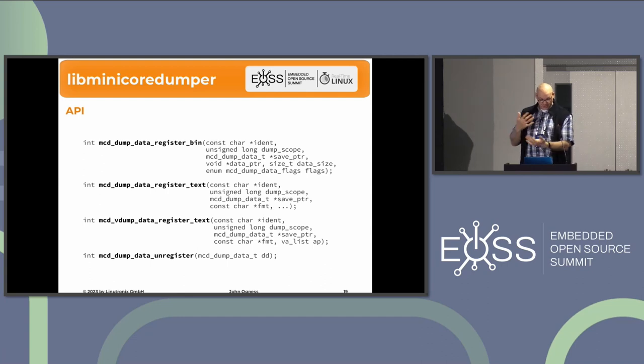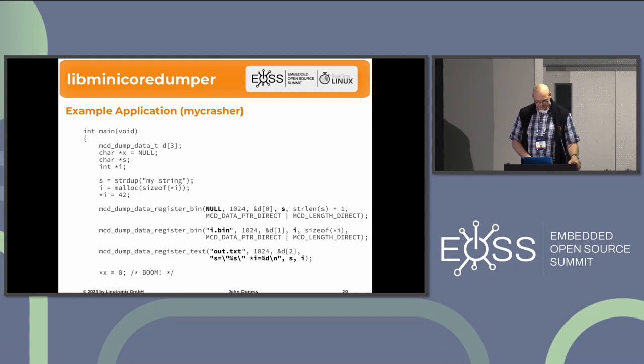So you can actually control the data that will be dumped during runtime. This is an example of a simple program here. You can see we have a character string that we're allocating. We have an integer pointer that we're allocating, and I'm going to set that data to 42, the integer it's pointing to. I'm going to do a binary dump of the S, so this is the string. The fact that I'm saying null here means I want that data to go into the core file.